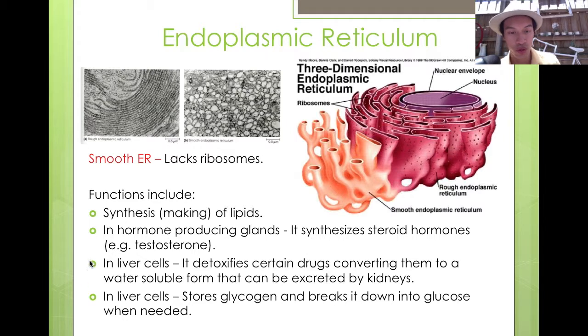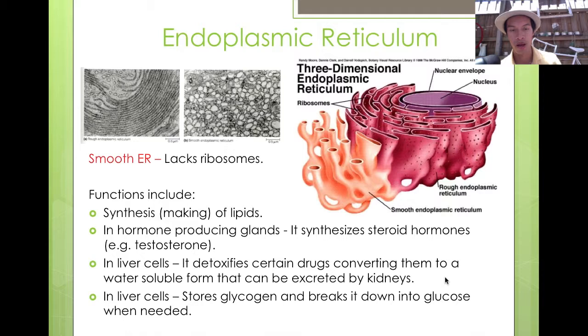In liver cells, the smooth ER plays a really important role in detoxifying drugs. Okay, certain drugs that go into your body need to be detoxified, turned into a water-soluble form, so that your kidneys can then excrete them and get rid of them from your body. Okay, and so those liver cells will have a higher proportion of smooth ER in order for them to detoxify those drugs.